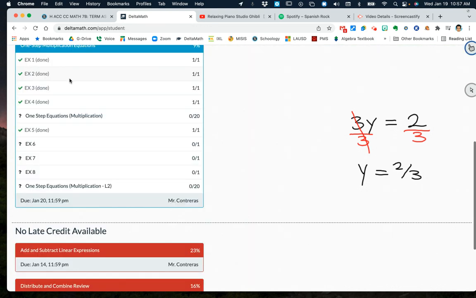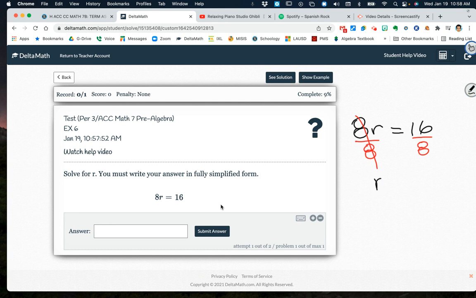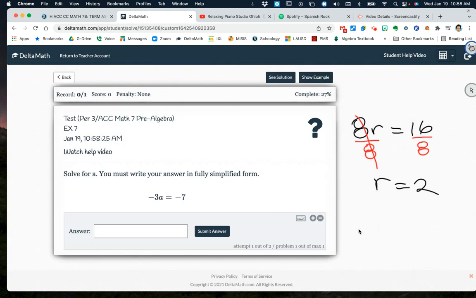Okay. Let's try example 6. You guys ready? 8r equals 16. What's my answer going to be here? 2. So 2 it is. That one's not too bad. Let's try number 7.